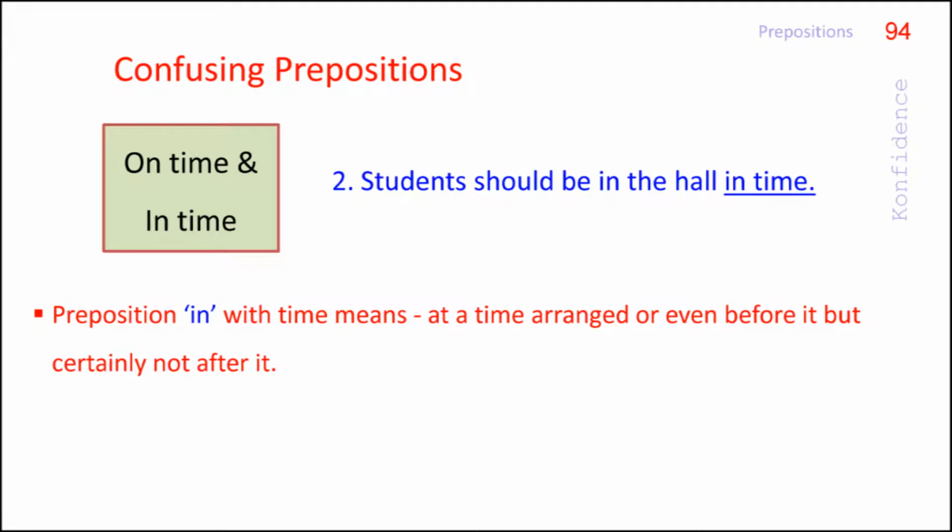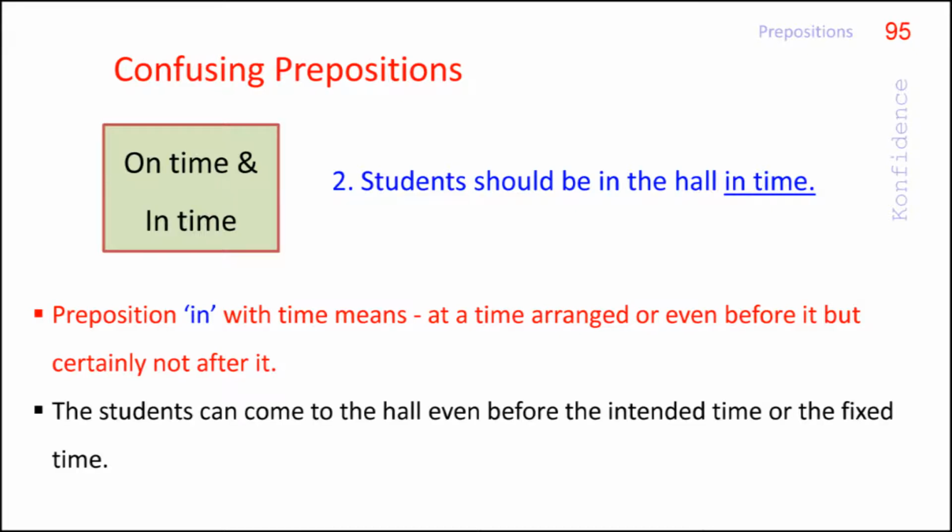When we use in with time, we mean at a time arranged or even before it, but certainly not after it. In the example, the students should be in the hall in time and they can also come to the hall even before the intended time or the fixed time. But they're definitely not supposed to come after that time. In other words, they should not be late.